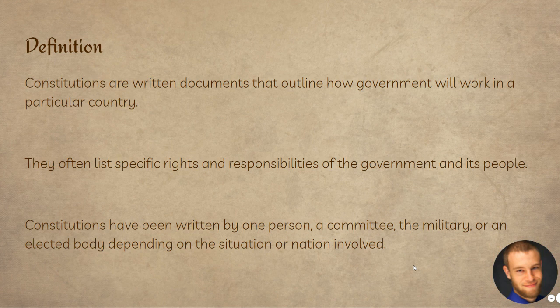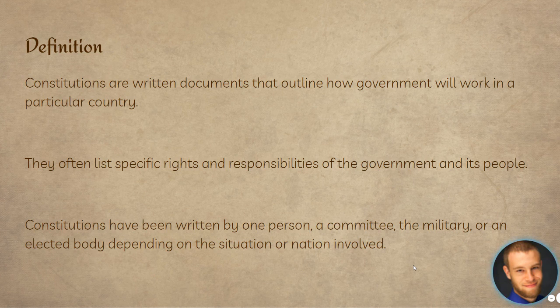There we go. So a definition of a constitution, they're basically just written documents that outline how the government will work in a particular country. And they often list specific rights and responsibilities of the government and its people. So for instance, in the United States, it outlines the way our government is going to work, right?